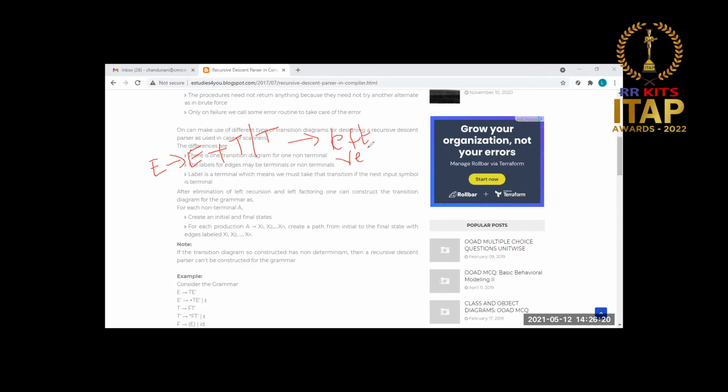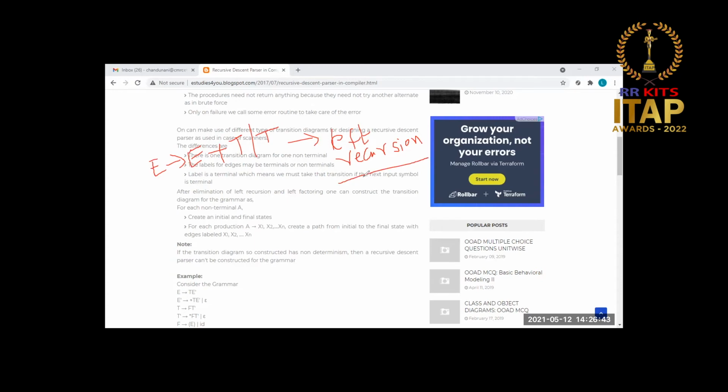So the first basic step in parsers is to check whether the grammar can be eliminated by left recursion or left factoring. That is the most basic step. First of all, they have given the grammar like this: E tends to E plus T or T. So first of all, we have to eliminate this grammar by using left recursion.